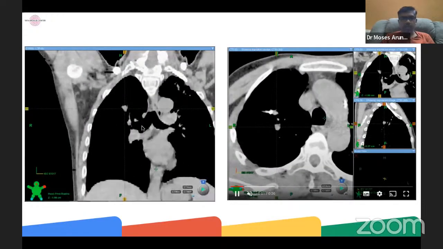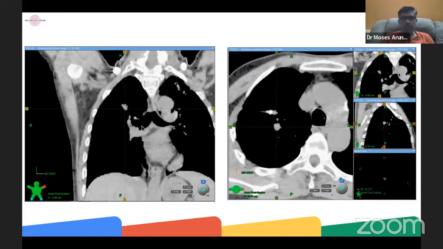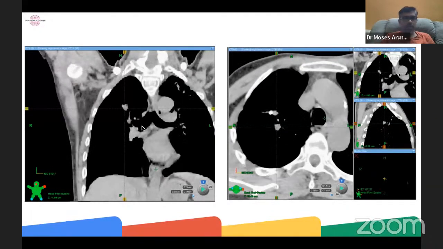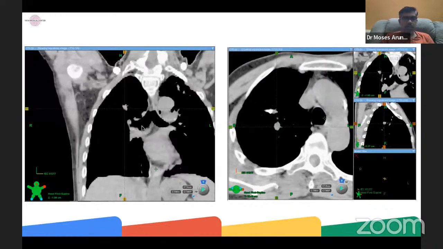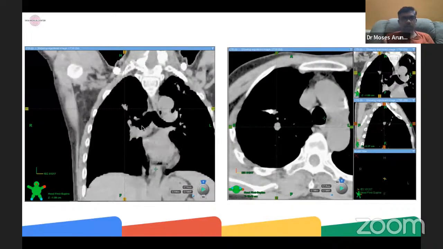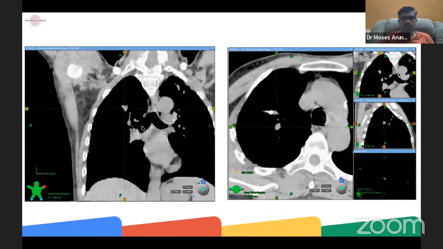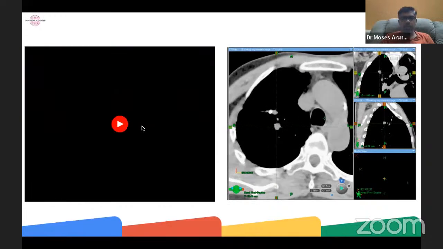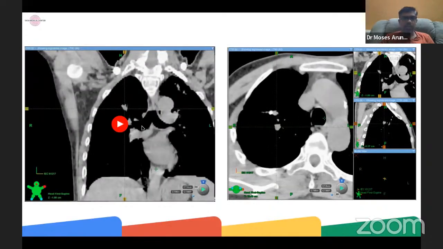So these are some of the 4D CT scans that were done in our department. The motion of the tumor as such is minimal, which is what you would expect in an upper lobe tumor. But you can see that whatever minimal movement is there is picked up by the 4D CT scan, and you can appreciate the movement in relation to the mediastinal structures as well.